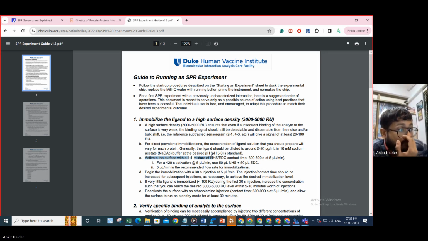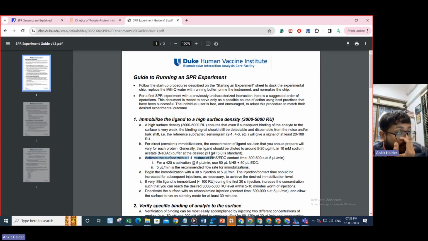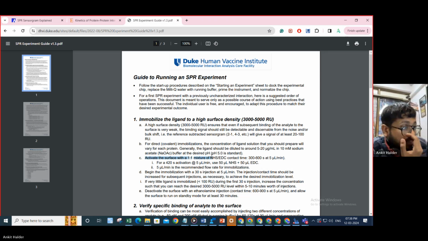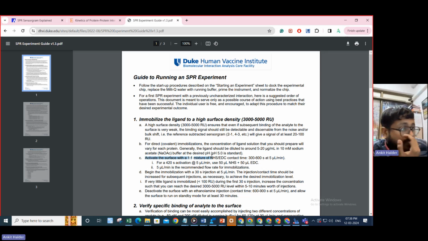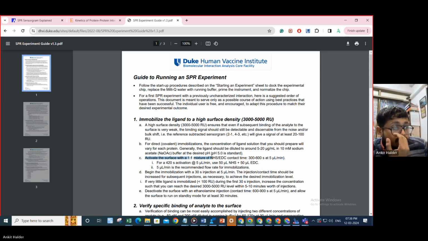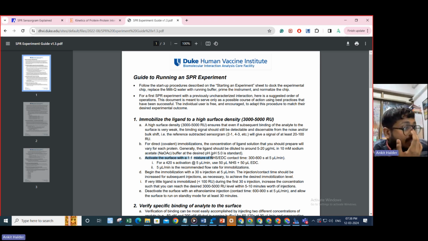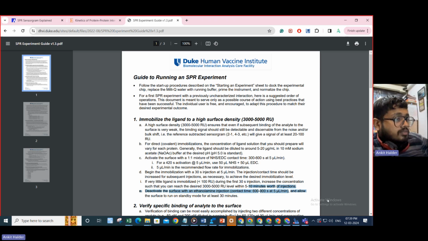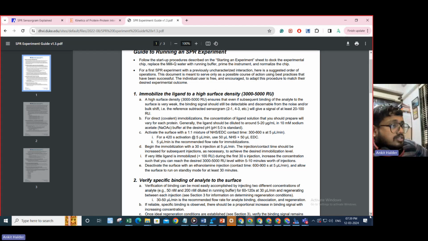A flow rate of 5 microliter per minute is recommended. Begin the immobilization with a 30 second injection at 5 microliter per minute. The injection or contact time should be increased for subsequent injections as necessary to achieve the desired immobilization level. If little ligand is immobilized during the first 30 seconds, increase the concentration to reach the desired level within 5 to 10 minutes worth of injections. And then finally, deactivate the surface.